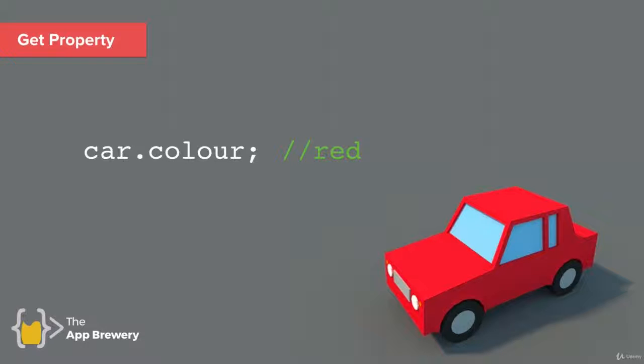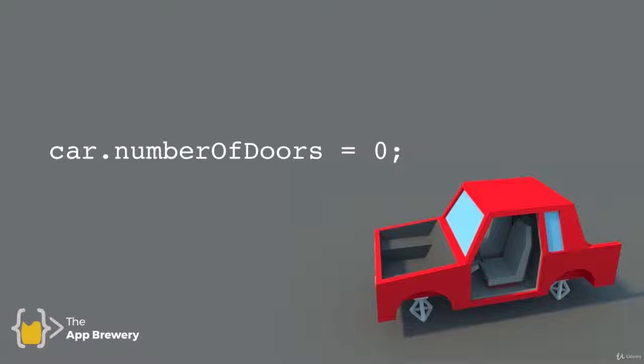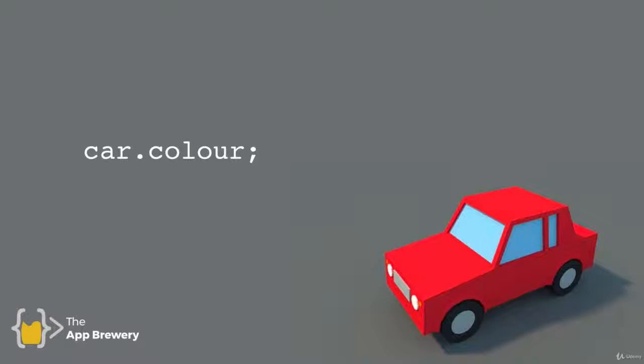Now, with properties, we can also set it. So we can say car.numberOfDoors. So the number of doors property of car, let's change it to 0. And now our car has no doors. And this is called setting a property. And you can see that the difference between setting a property and getting a property is simply whether we assign a value to it with an equal sign.